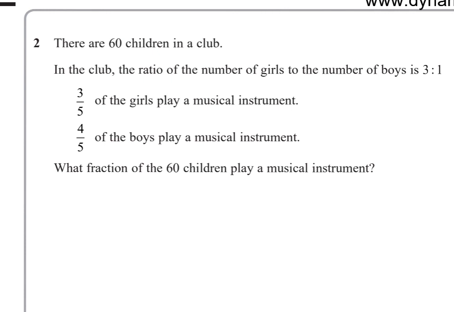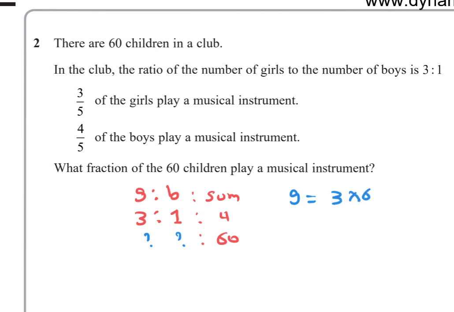We have the ratio between girls and boys 3 to 1. So girls to boys 3 to 1, and the total or the sum is 4. We have 60 in all. Then we can find the number of boys and the number of girls. Number of girls equals, cross multiply method, 3 times 60 divided by 4 equals 45. Number of boys, 1 multiply 60 divided by 4 equals 15.